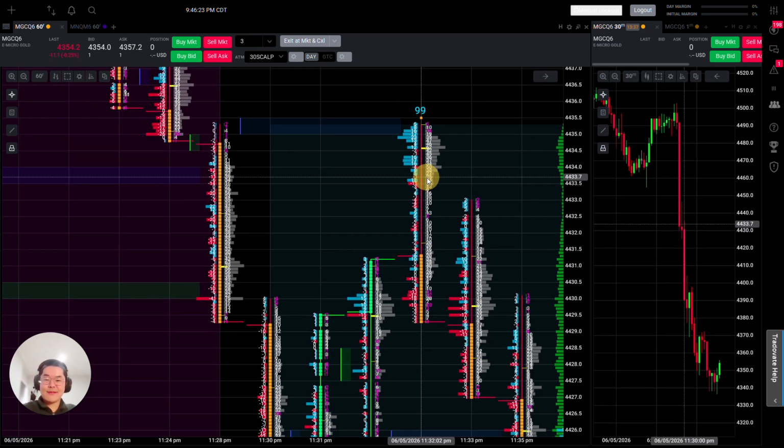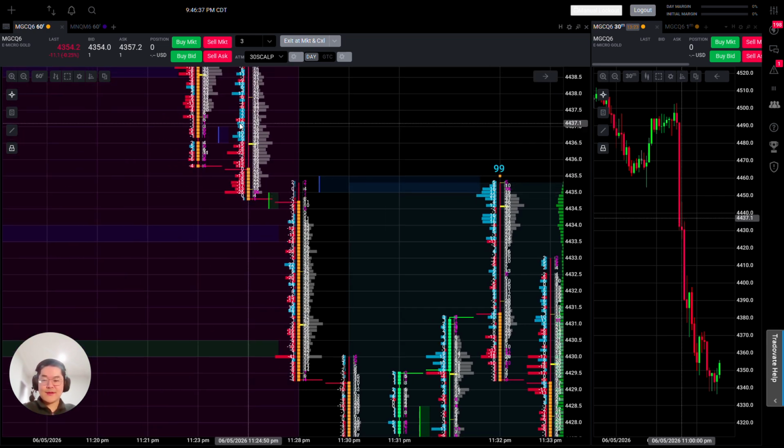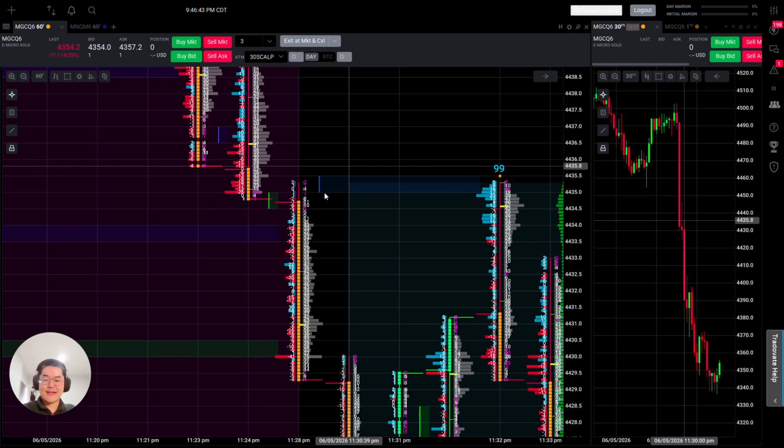And then we have another terminology called imbalance. An imbalance is where you have a heavy one-sided difference between the market buyers and sellers, where one side completely takes over. So over here, we have a heavy imbalance of sellers, a ton of sellers, just no buyers. You have a little imbalance here signified by this blue box.